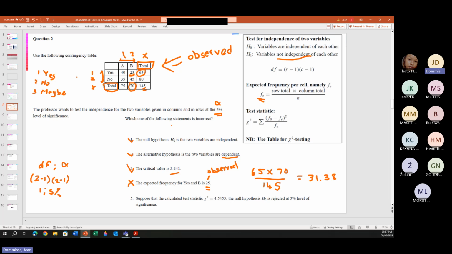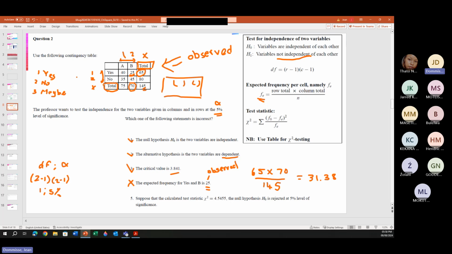Then sometimes they will give you another table with expected values, or they might give you a table, and we've got an example like that, where the expected values might be in brackets. But they will then tell you that. Otherwise, the table that you're getting is a table of observed values.